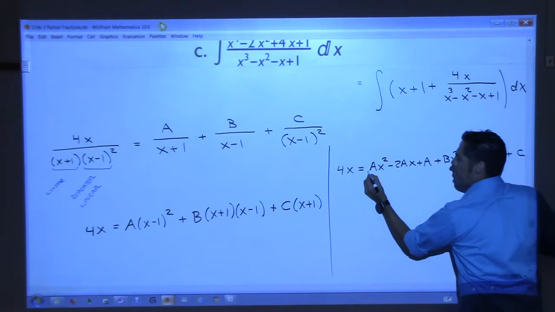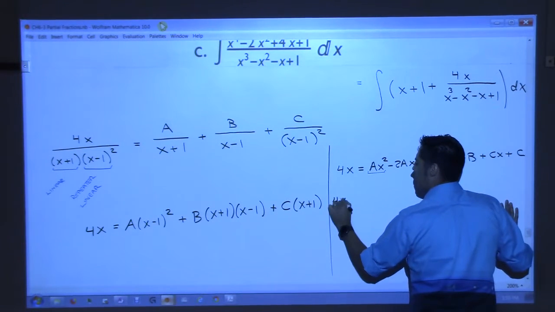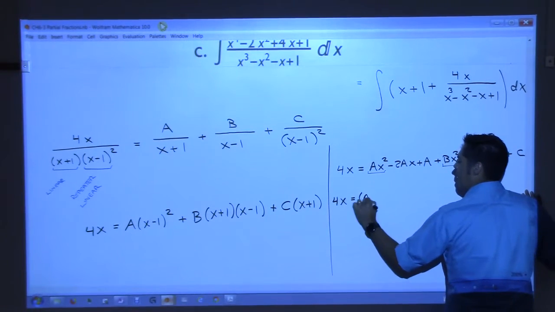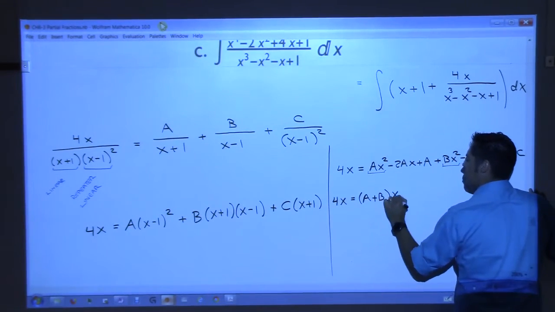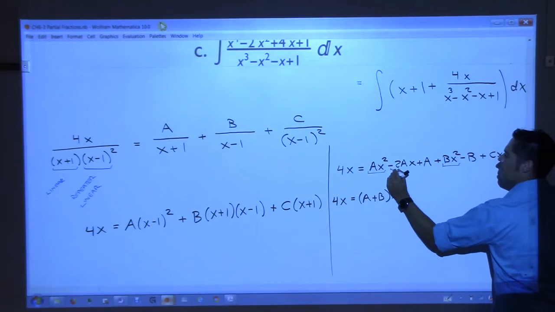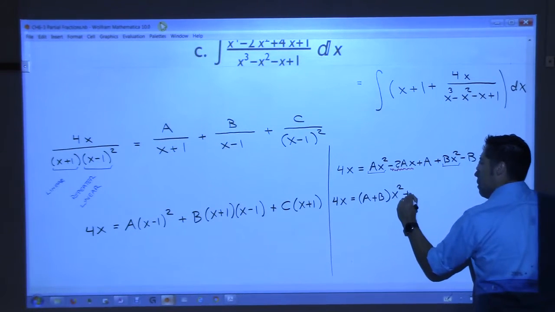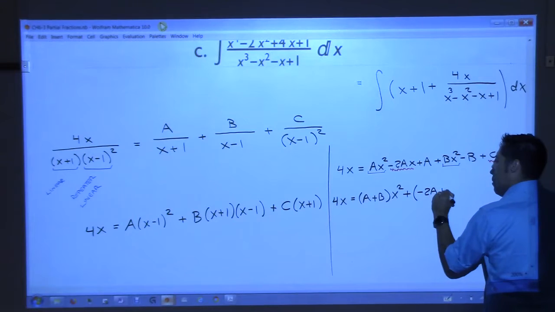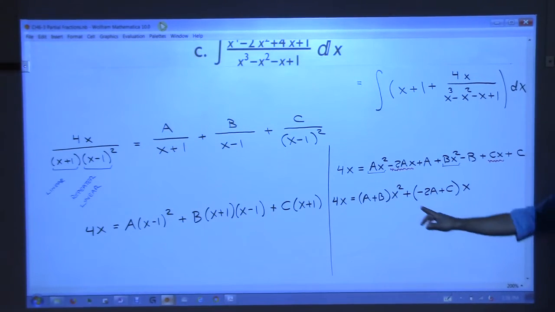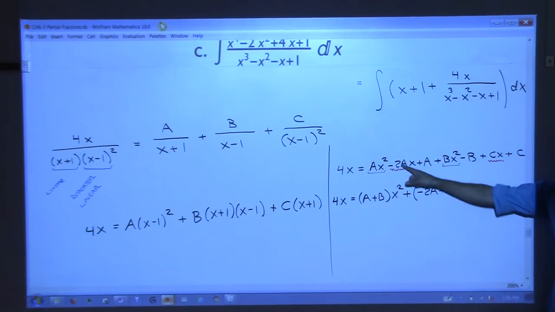Let's pull all my x squareds together. Right? So I have 4x equals, let's see, a plus b, x squared. So that's these two, and I pull the x squared out the side. Let's get my x's together. Here's an x term. Here's an x term. So how do I write that? Because it's negative 2a plus c. So watch how I do this. I'm going to put plus parentheses minus 2a plus c, x. So I'm always going to be putting pluses in between these things. I'll just deal with the parentheses, and that's where I'll put the negative.